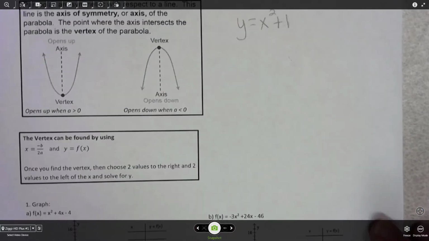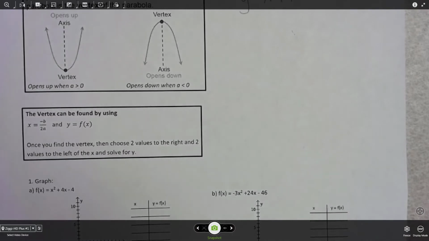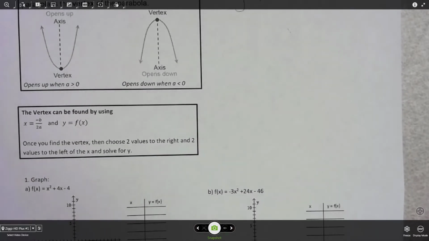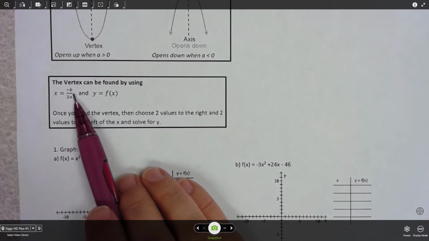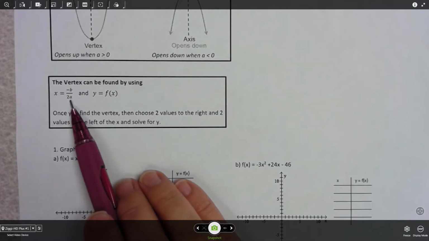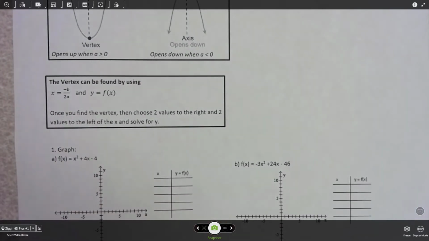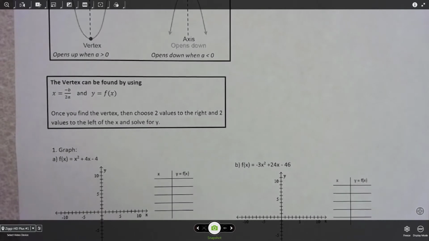Now, there are a couple different ways you can graph quadratic functions. We're going to use a way where you find the x-coordinate of the vertex, plug it in, and then choose some points to the left and right of the vertex. There are other ways, but we're going to stick with this way for now. To find the vertex, remember you take the opposite of b. Remember, b is the number in front of the x term. You divide it by 2 times a. Remember, a is the coefficient of the x squared. Then you take that x value and plug it back into your function to find the y coordinate. That will give you the vertex.